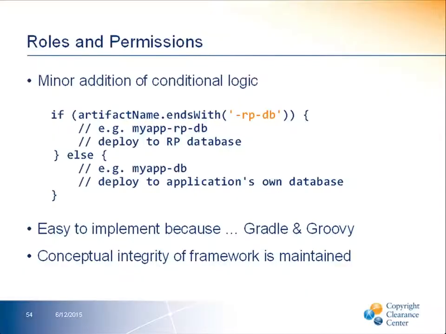And so in our framework, it was essentially a pretty minor addition of conditional logic. Instead of just always deploying to the application's own database, we check if the suffix of the artifact is one of these RP DBs, then deploy to the RP database, and otherwise do the thing we've always been doing. And we could do that because we built with flexible tools like Gradle and Groovy. And it's the kind of change and extension that feels good. You're still maintaining the conceptual integrity, and you've got an essential difference, and it's modeled nicely in this conditional logic, and then you just go from there. So that was a happy thing. We did that. This is one example. There were a couple other examples as well.